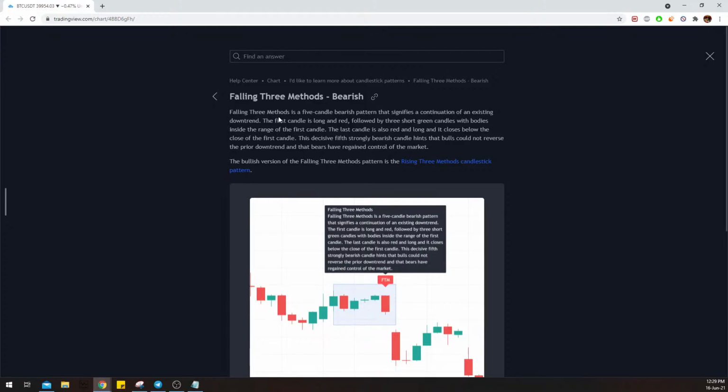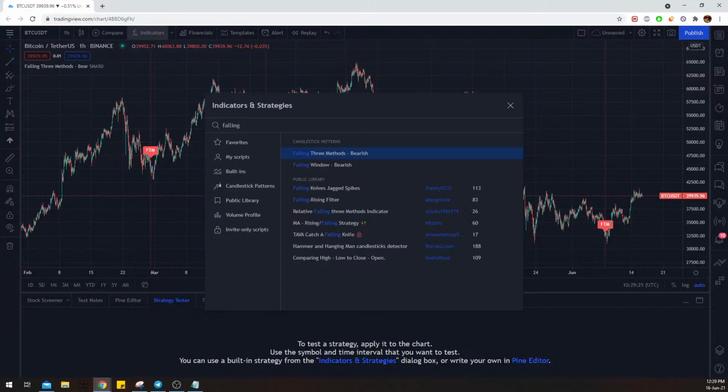Initially we have the first candle, which is going to be long and red. After that we are going to have 3 short green candles with bodies inside the range of the first candle, as you can see in this picture. And lastly we are going to have a bigger bearish candle that's going to be much lower than the previous one, and of course in this case it strongly suggests that the trend is not going to reverse, and actually we are going to have a continuation of the bear trend.